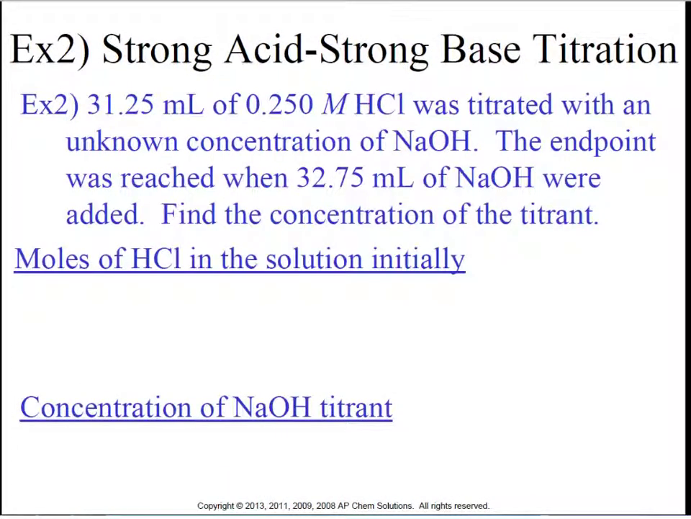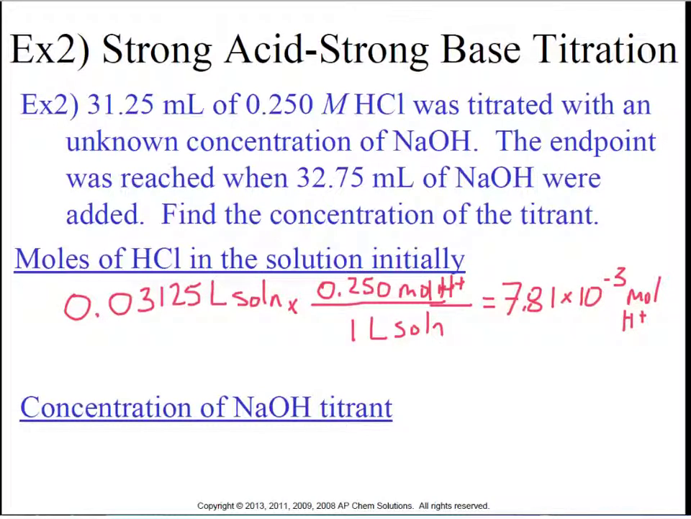Okay, so here's an example of a mystery question. So we have 31.25 milliliters of 0.25 molar HCl, and it was titrated to the end point with an unknown concentration of sodium hydroxide. So we don't know what the concentration of our sodium hydroxide is. We want to figure that out. So we use our burette, we open it up, we get it to the end point, and at that point we have added 32.75 milliliters from our burette. We want to find the concentration of the titrant, so the stuff that was in the burette, the sodium hydroxide.